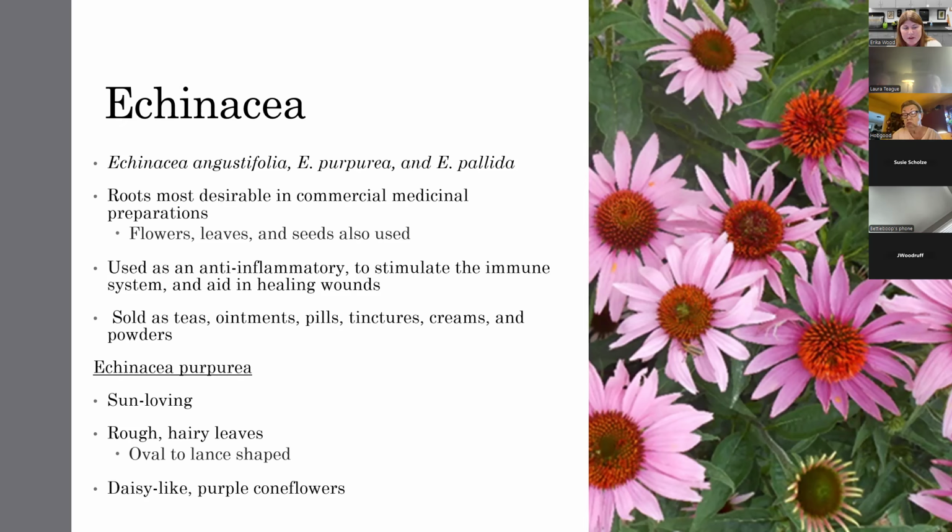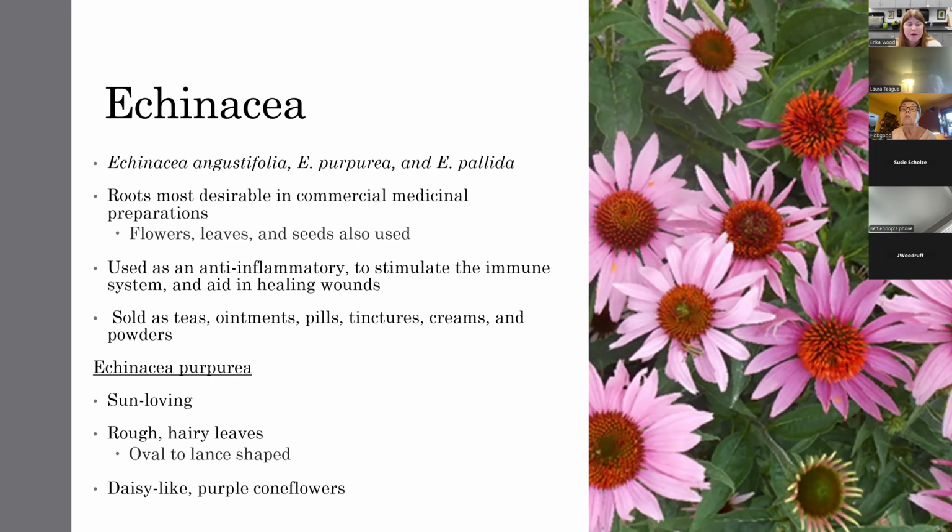With that plant, you can see from this picture that the standard has those daisy-like purple coneflowers. This is a member of the Asteraceae family as well. So remember what I said about chamomile? It's the same thing. If you have a ragweed allergy, you need to be mindful if you're trying to take a supplement because you could have a reaction. Just to be on the safe side, okay? Again, talk to a medical professional about that.